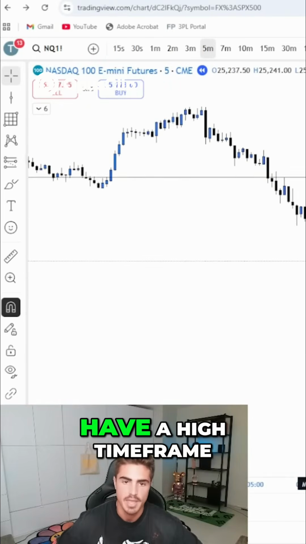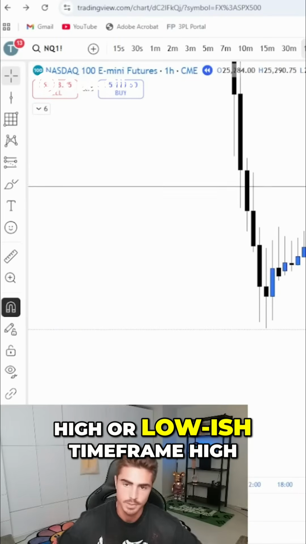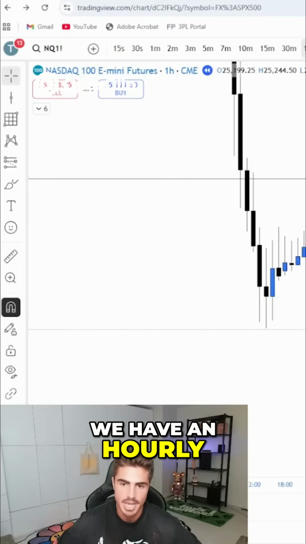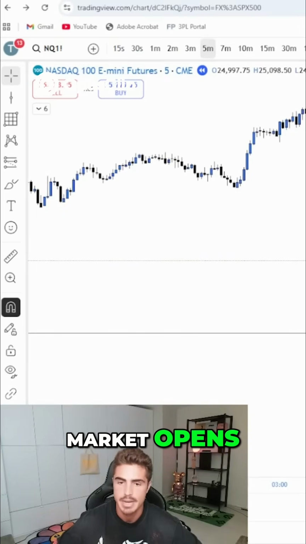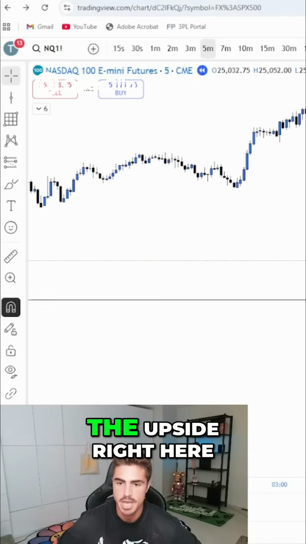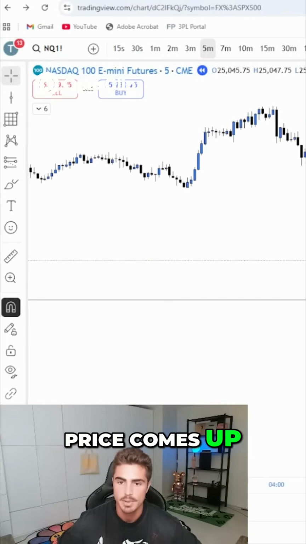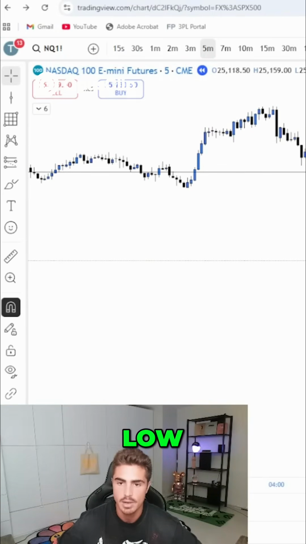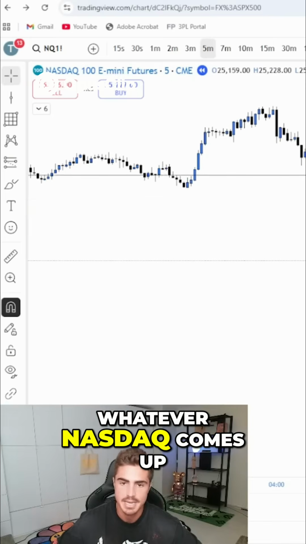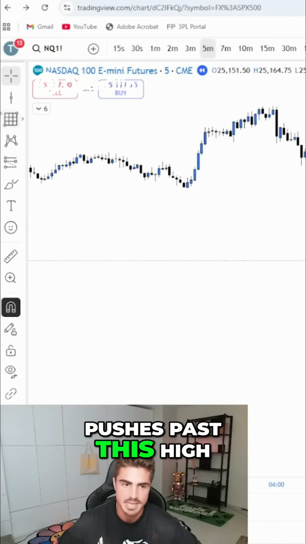But look here, we have a high time frame or low-ish time frame high. We have an hourly high right here. Market opens, NASDAQ, what do we see NASDAQ do? We're in an uptrend, right? We break structure to the upside right here. Price comes up, we make a high, higher low, higher high, whatever. NASDAQ comes up, pushes past this high right here.